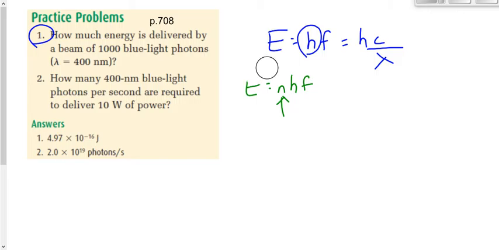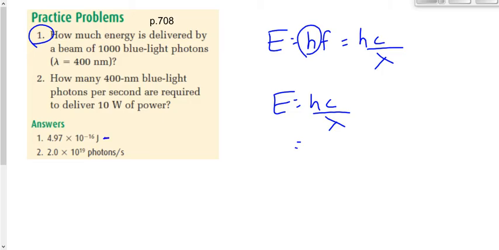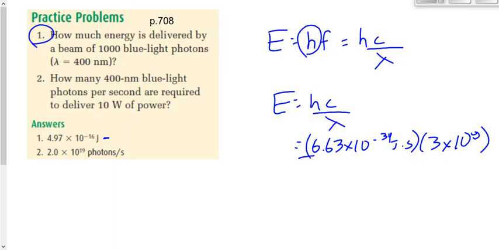But to me, in a question like this, we're better off understanding what's going on, calculating the energy of one photon using hc over lambda, and then saying, okay, wait, we have 1,000 of them, so let's just multiply the energy from 1 by 1,000. So let's do that. Our answer is in joules here, so I'm going to use 6.63 times 10 to the minus 34 joule seconds times the speed of light, 3 times 10 to the 8. And I'm going to divide that by the wavelength here, which is 400 times 10 to the minus 9.